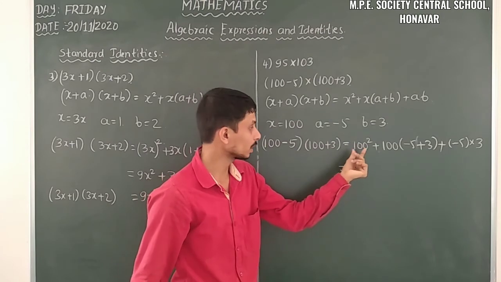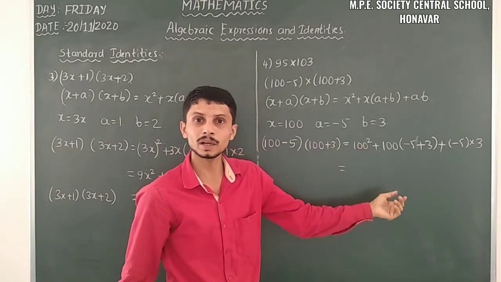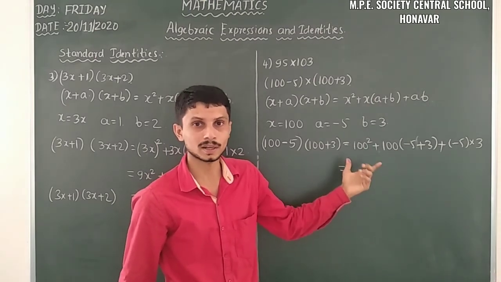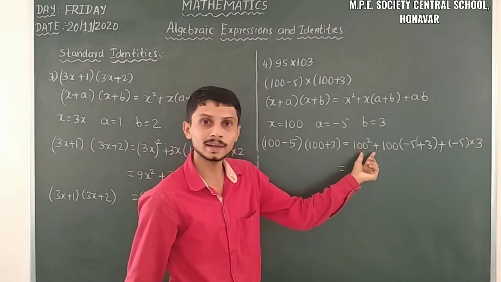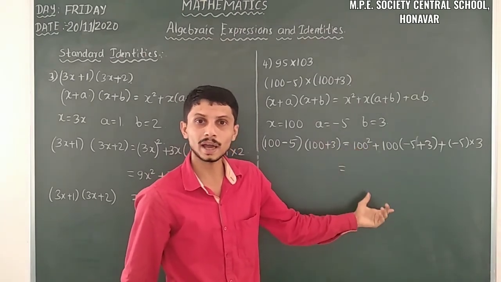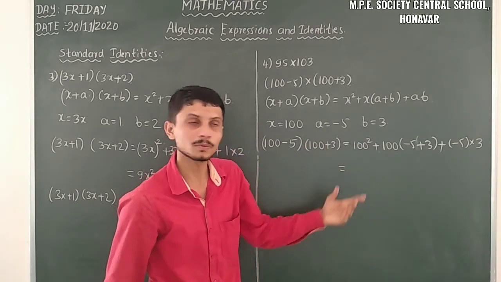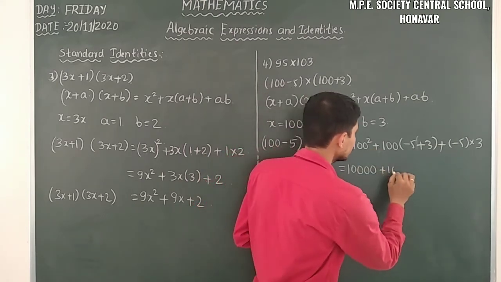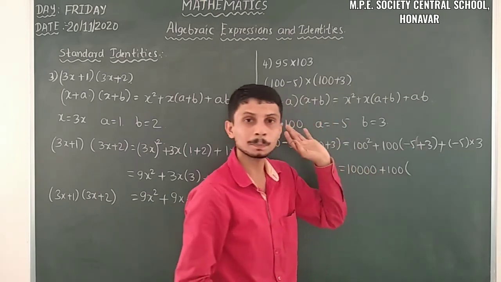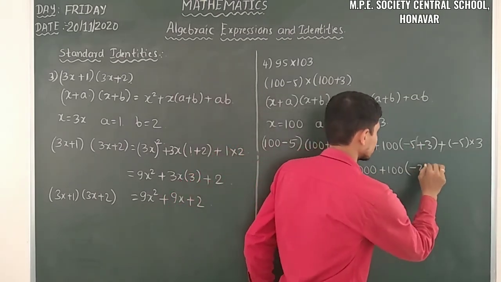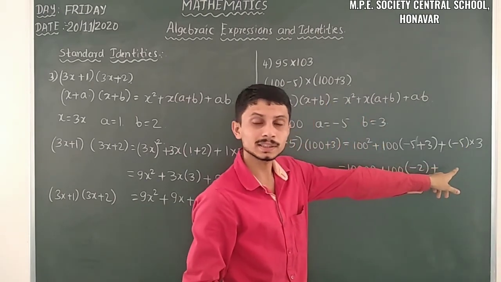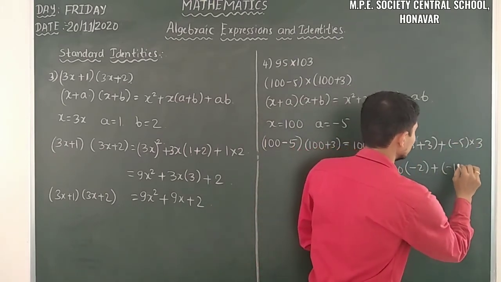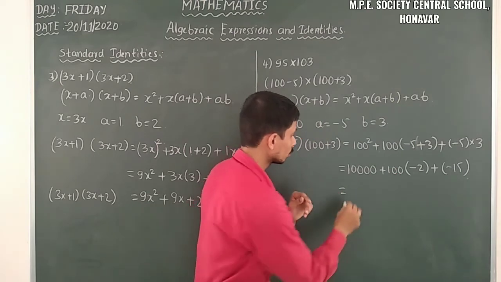Here 100 square. That means here we have 2 zeros. After squaring we have 2 times the zeros, using the properties of square numbers. So 2 zeros means we have 4 zeros, 1, 2, 3, 4, plus here 100. Here minus 5 plus 3 is minus 2. Plus minus 5 into 3 is minus 15. 5 into 3 is 15, minus into plus is minus. That is minus 15, is equal to 10,000.